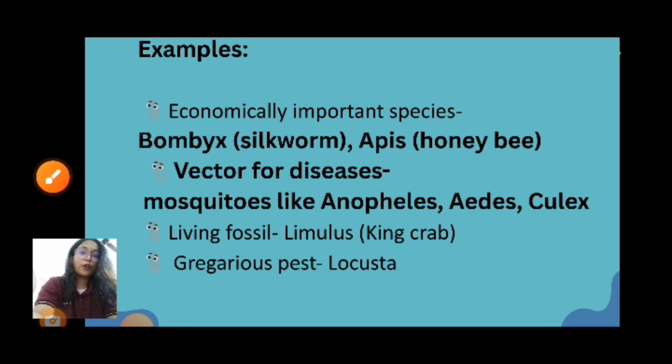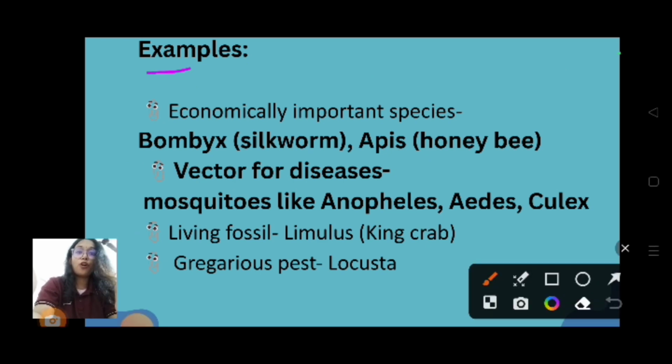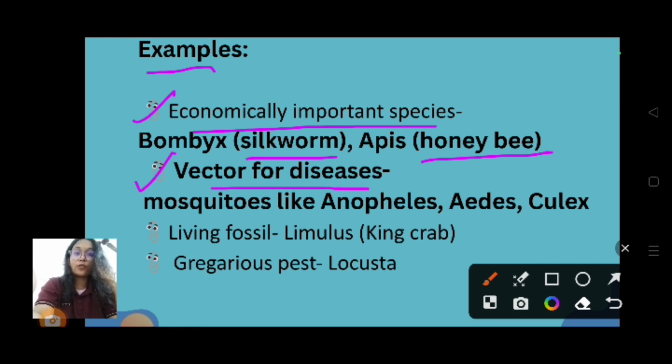Then moving on to the next slide, these are a few examples of the phylum Arthropoda. The first example is the economically important species of arthropods, that are silkworm and honeybees. These are economically important. The second point is the one which acts as a vector for disease, like mosquitoes. These are the types of mosquitoes which cause different diseases: Anopheles, Aedes and Culex mosquitoes.